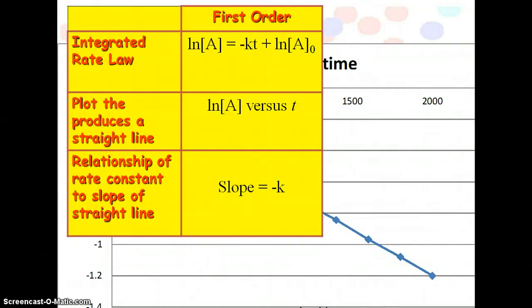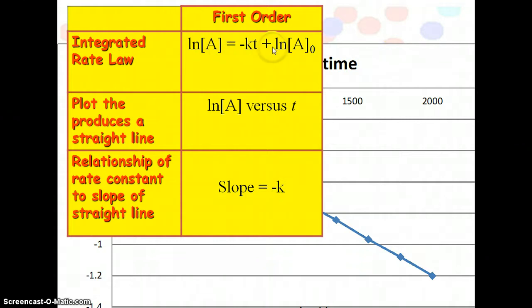All right, and now that we know that it's first order because of that r squared value, we also know the equation of that line. So this is the integrated rate law, or the equation of the first order graph. It's the natural log of the concentration equals negative kt plus the natural log of the original concentration. We already know that a natural log of the concentration versus time is where we get a straight line. And the slope is going to be negative k.